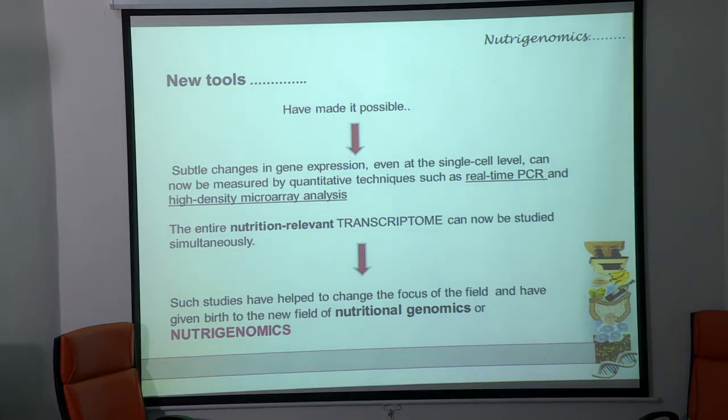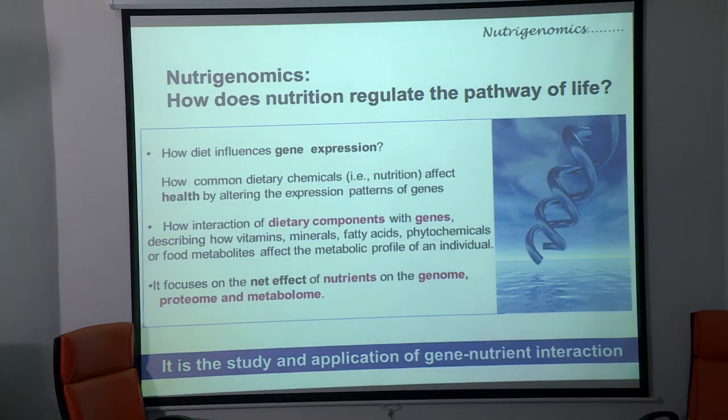Now, these tools are so precise, so accurate, that we can even find out subtle changes in gene expression, even at single cell level, and we can measure them in a quantitative term and in a real-time term. In a very dynamic way, we can measure what changes are taking place. The entire nutrition-relevant transcriptome can also be studied simultaneously, which was not earlier possible. So such studies have helped to change the focus of the field, and we now have a new field of nutritional genomics or nutrigenomics. And what is nutrigenomics?